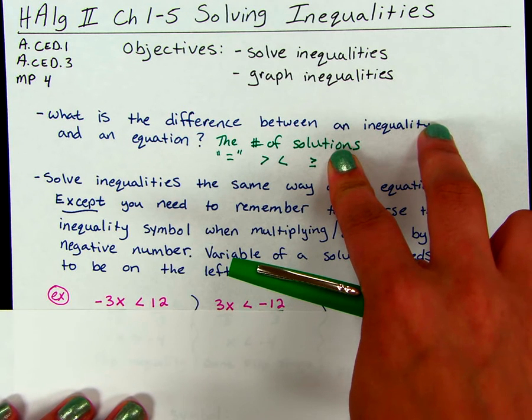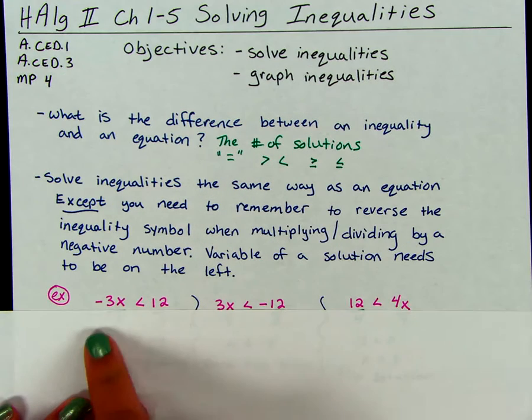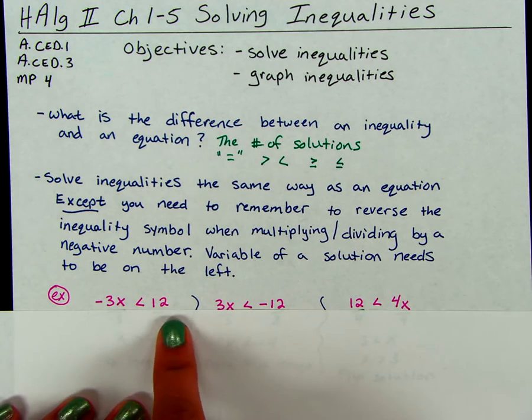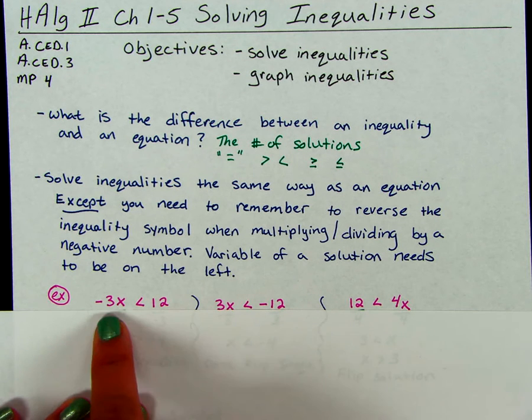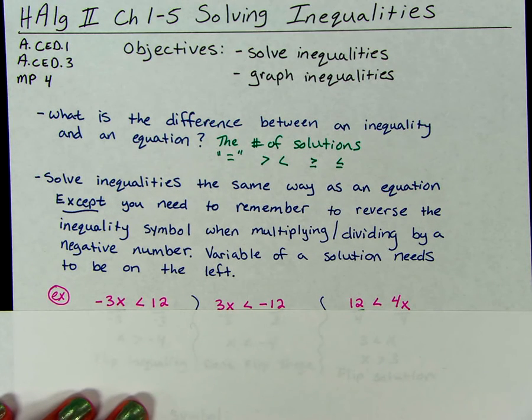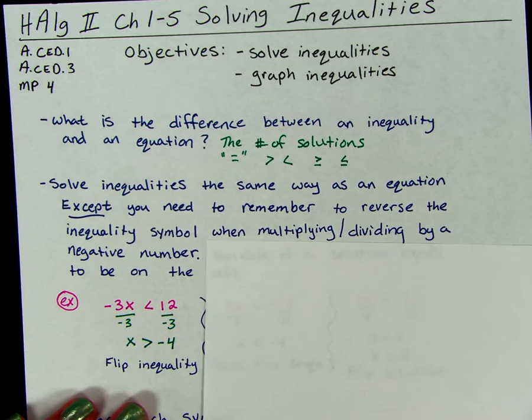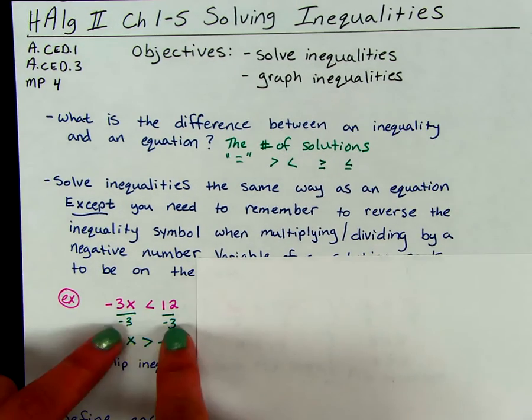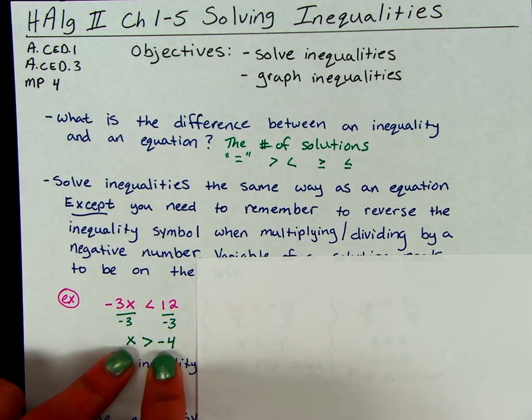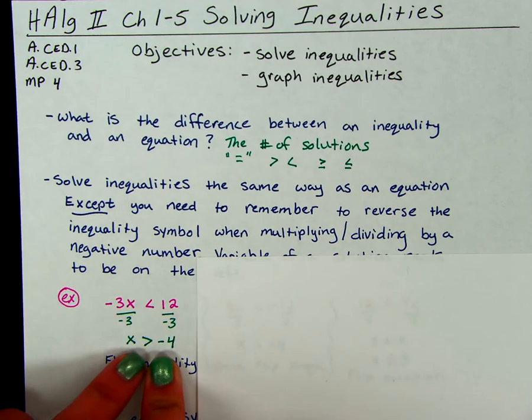Let's say we have -3x less than 12, and we are going to solve that. Because we would have to divide by a negative, that means we are flipping the inequality symbol to point the other direction. So we divide, flip our inequality, and then write our answer. Again, the variable is on the left side.